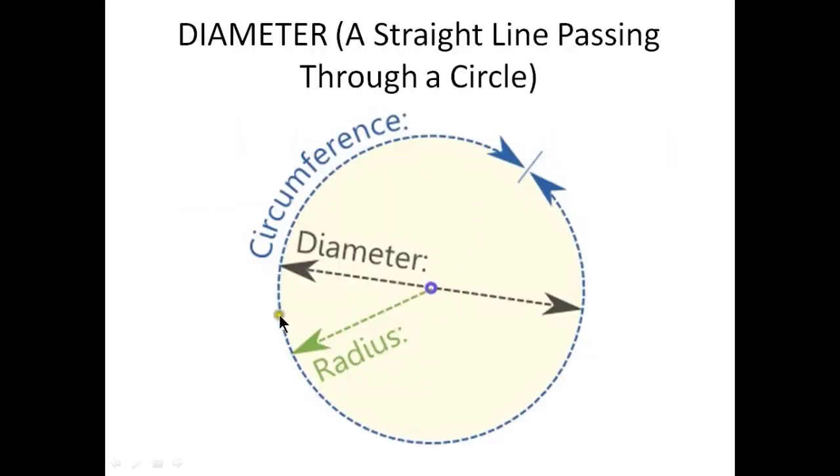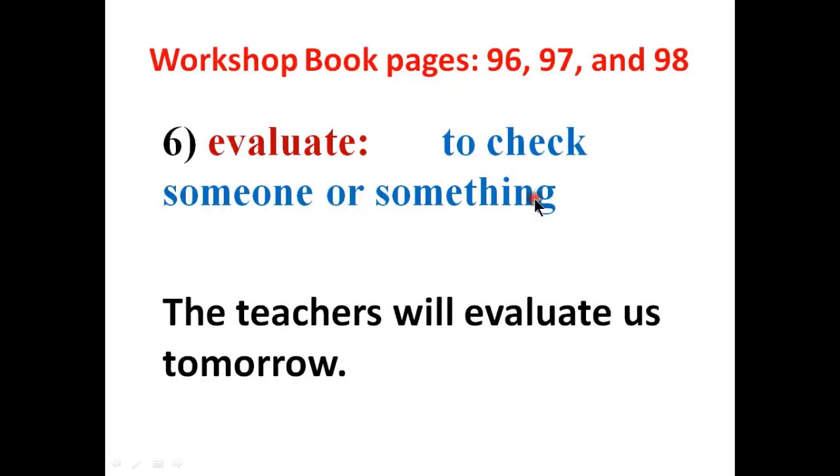Now you can see this is a circle. Now a straight line is passing through this circle here. According to the definition of diameter, a straight line that passes through a circle is called a diameter, right? You will study more about this diameter, radius and circumference in your mathematics.